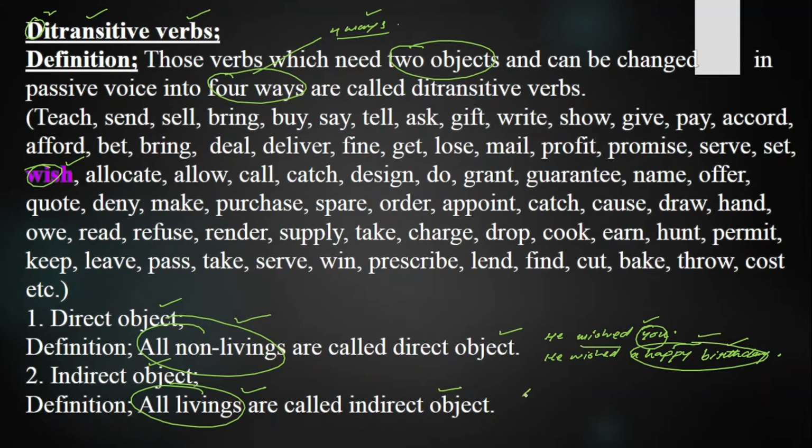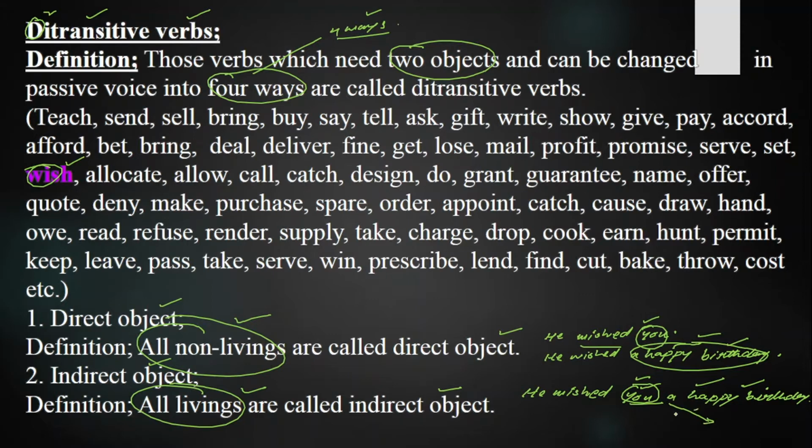If I say, he wished you a happy birthday, now the sense is clear. He wished you what? A happy birthday. He wished a happy birthday to whom? To you. So now the meaning is clear and understandable. We value the indirect object a lot, the living one.